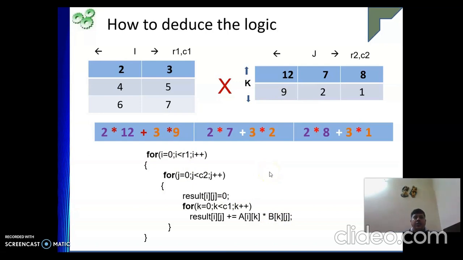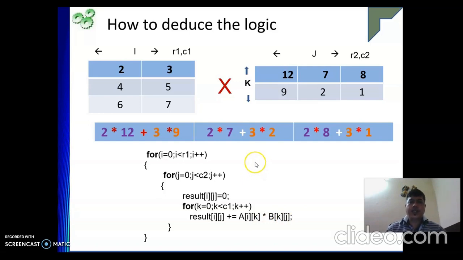Again, I'm telling you that the resultant matrix will be R1 into C2. So we have the first loop R1, then the next loop C2, and then we have to do the multiplication corresponding to the rule of C1 equal to R2. So either it will go to C1 or it will go to R2. And the result, when you multiply, will be A of I k multiplied by B of k j. So I hope it is clear.